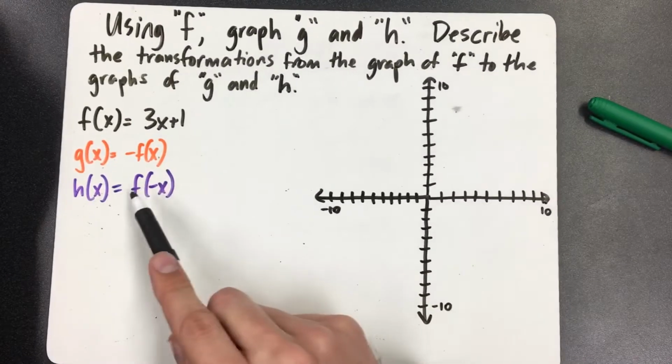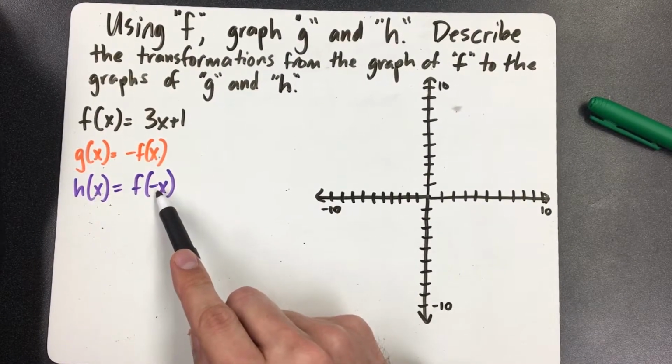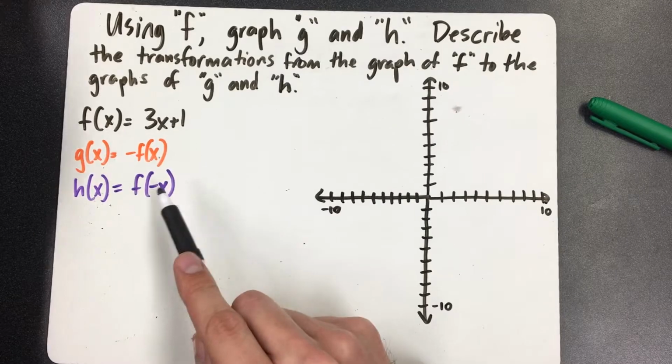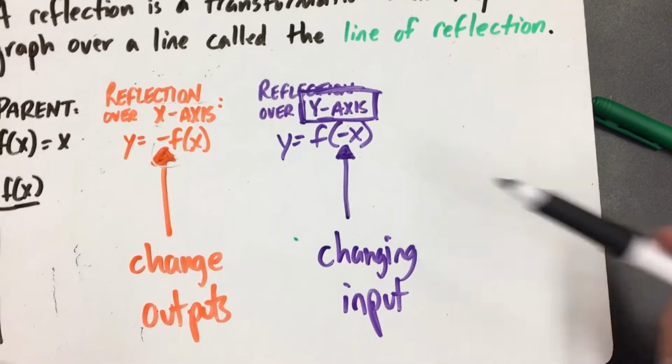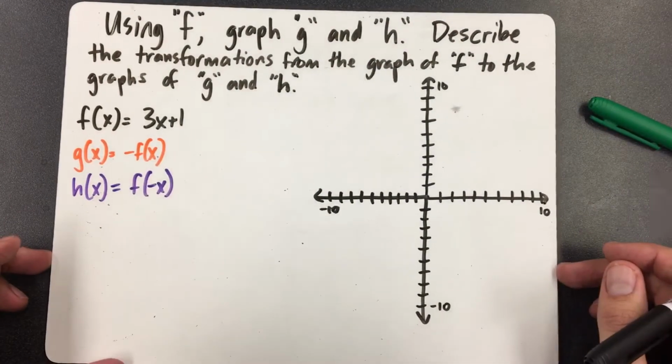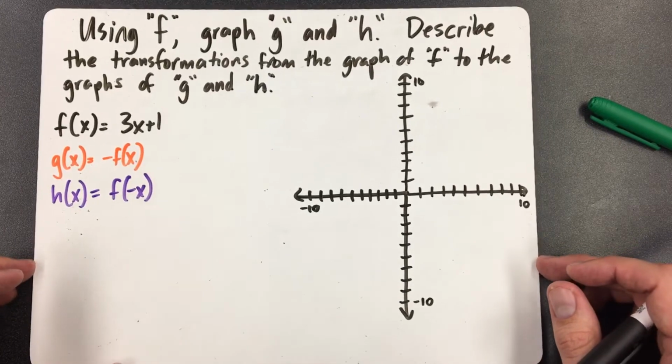And then for the letter H, look, now the negative sign is inside the parentheses with the input, with the number that we're plugging into the problem. That's going to move it over the y-axis. All right, let's just go ahead and do it. Hopefully that'll get me close to about 15 minutes or less on my video.